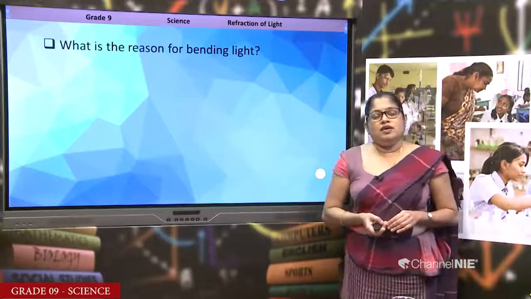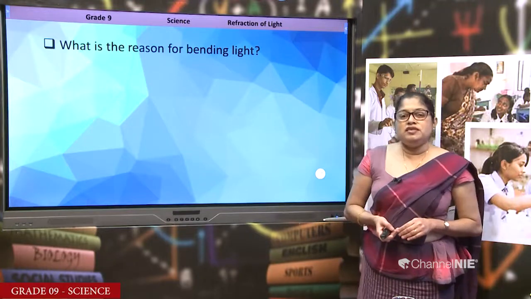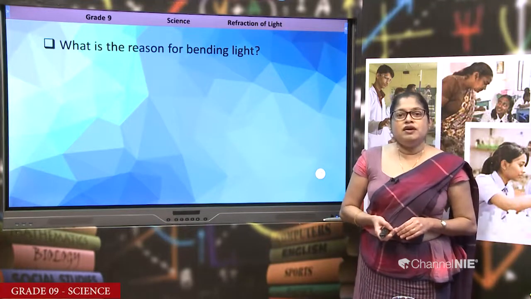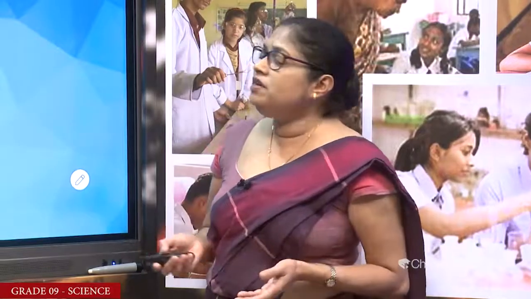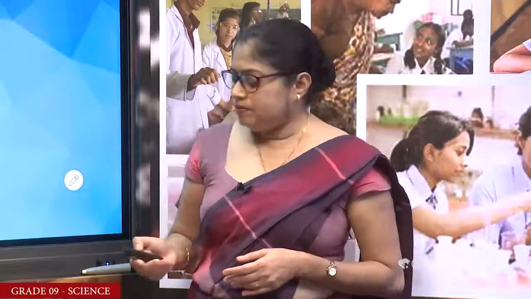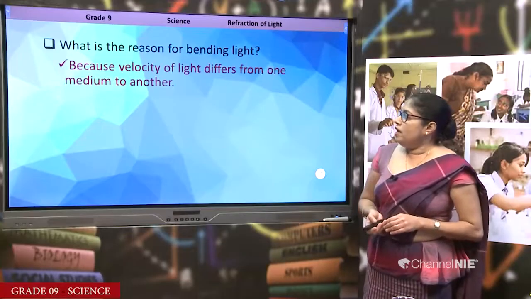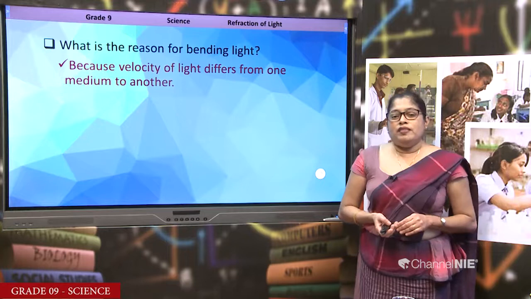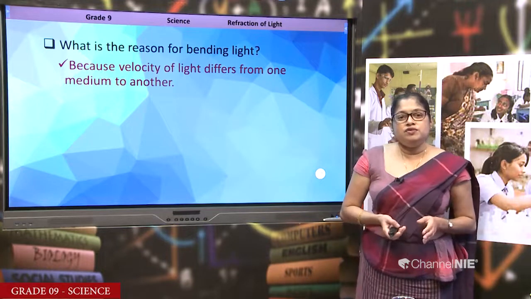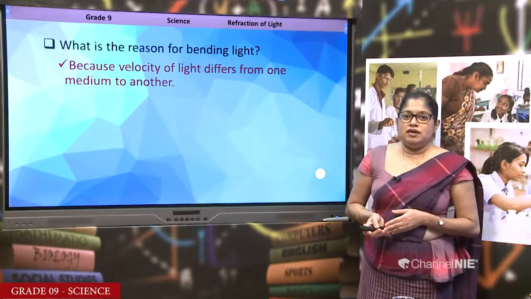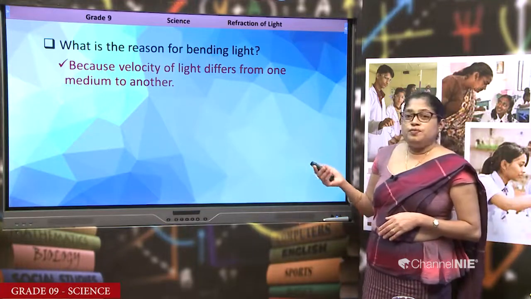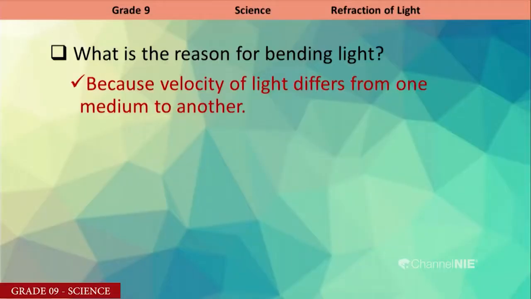Now we learned what the refraction is and how the refraction happens. Now let us see what is the reason for bending light. You know that speed of light varies from one medium to another. Because the speed of light differs from one medium to another, light bends when entering from one medium to another.